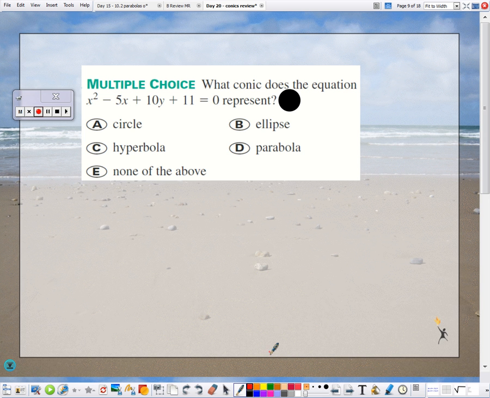What conic is represented? There's only one squared term. It's a parabola. See, was I right? Okay.